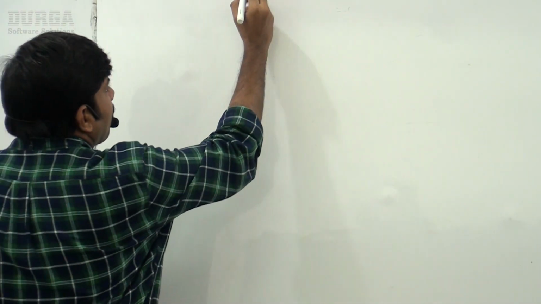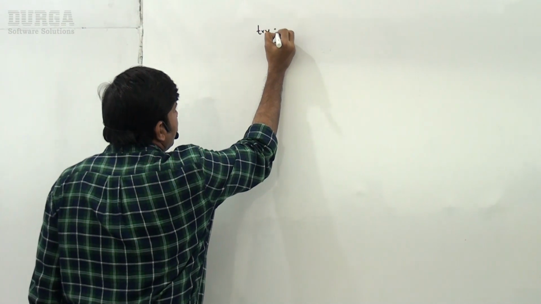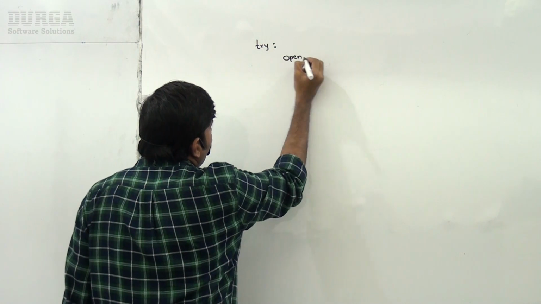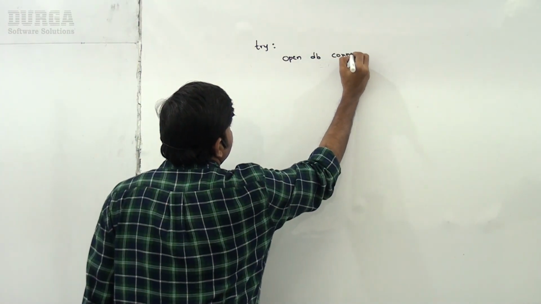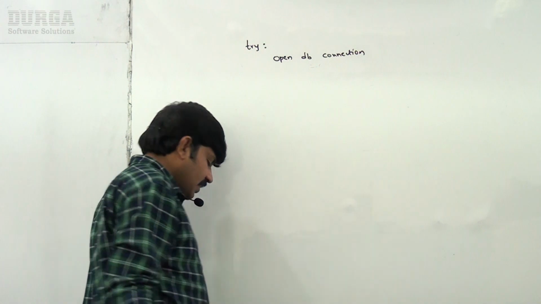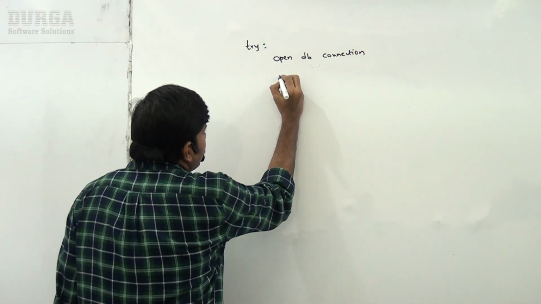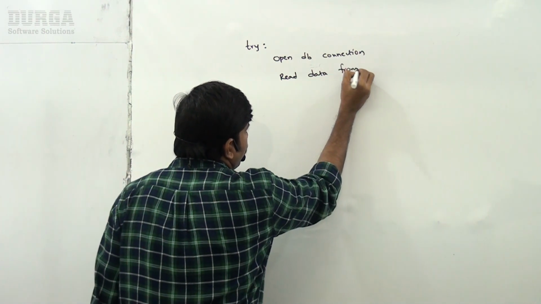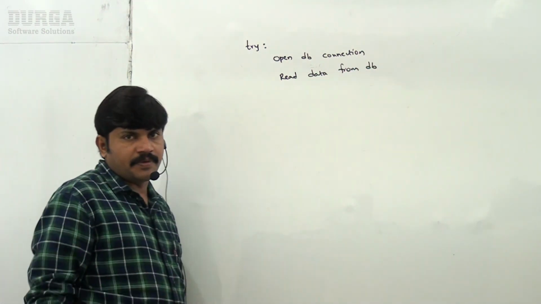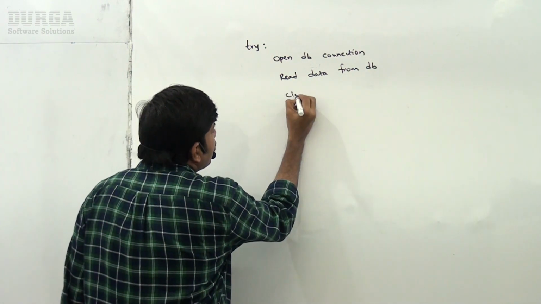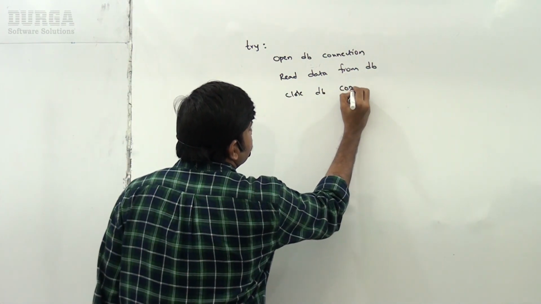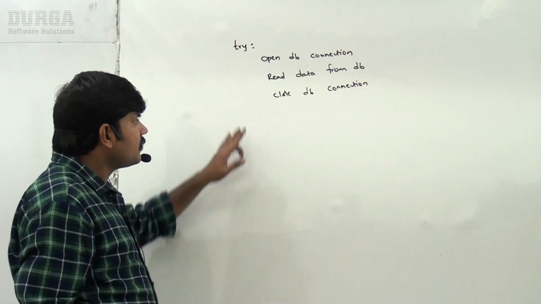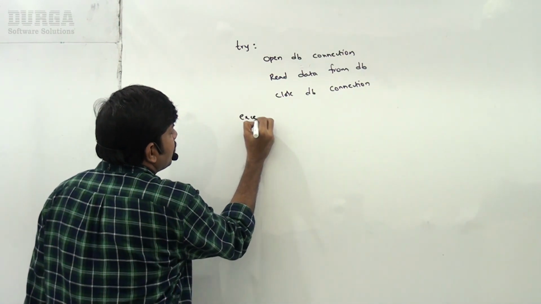Very important, sir. I'm taking a try block. Within the try block, I open a DB connection. Next, read the data from the database, and then close the DB connection. Like this I'm taking. Next, after that, an except block is there.